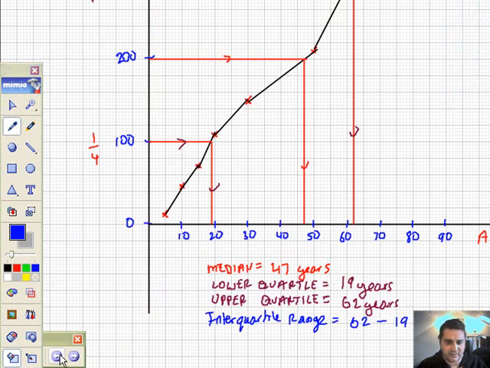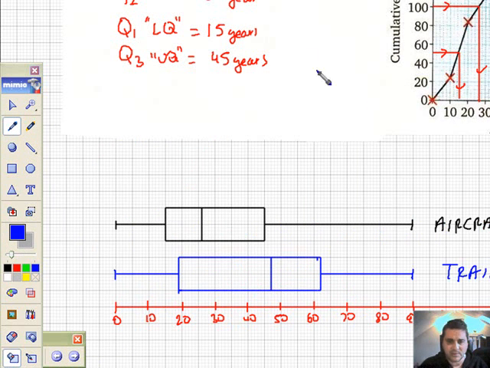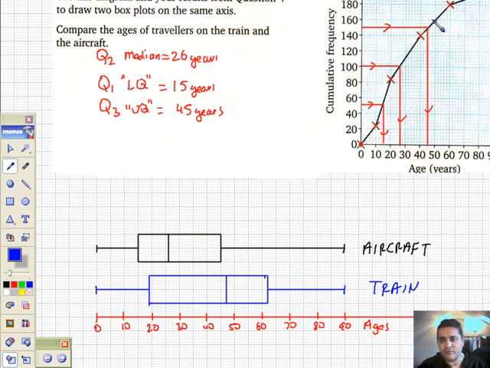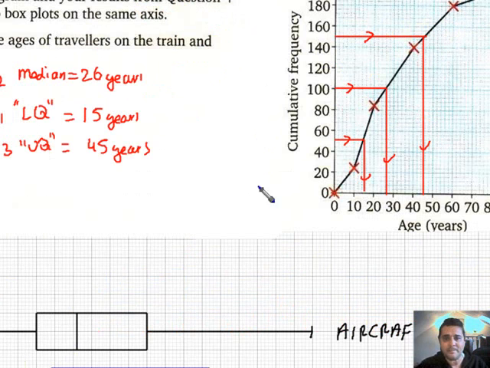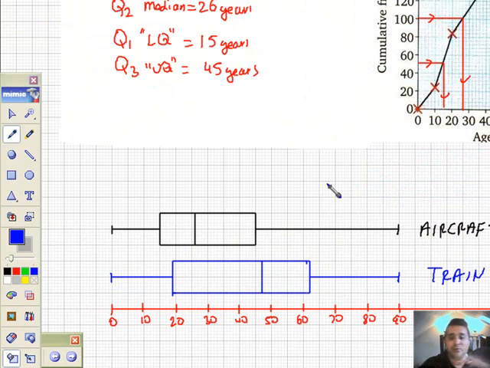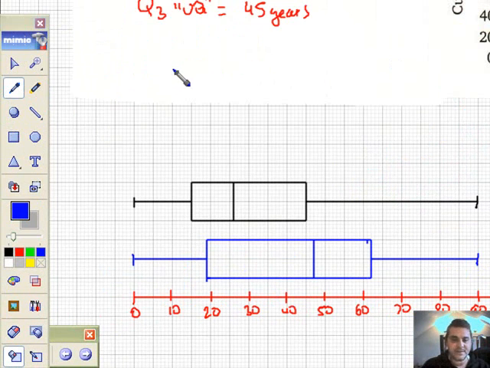Just to reiterate where we've come from. This is the data for people on a train, and that's their box plot. And this is the data derived from reading off this cumulative frequency diagram for people on an aircraft. Now, I've drawn my box plots. That's grade B. I've got to compare the ages of travellers on the train. Let's state the obvious thing.